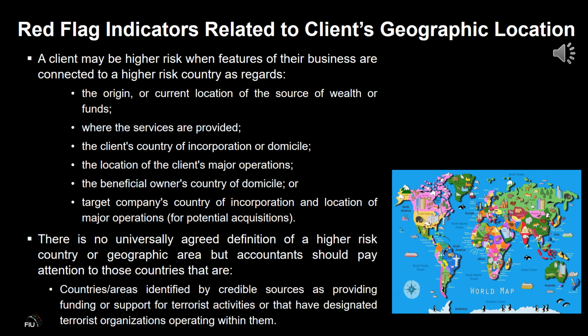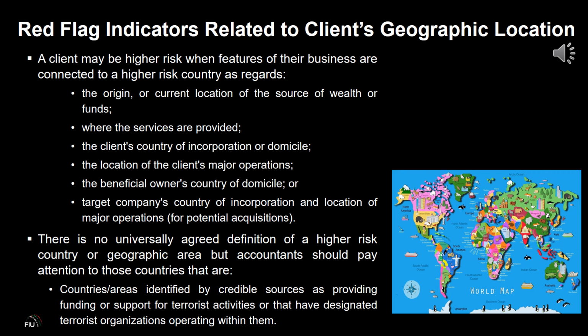Red flag indicators related to client's geographic location. A client may be higher risk when features of their business are connected to a higher risk country as regards the origin or current location of the source of wealth or funds, where the services are provided, the client's country of incorporation or domicile, the location of the client's major operations, the beneficial owner's country of domicile, or target company's country of incorporation and location of major operations for potential acquisitions.